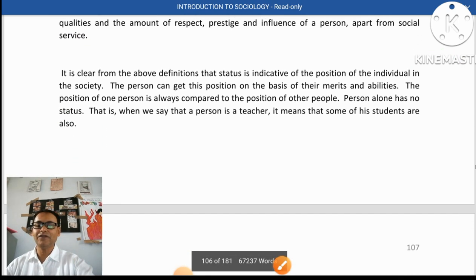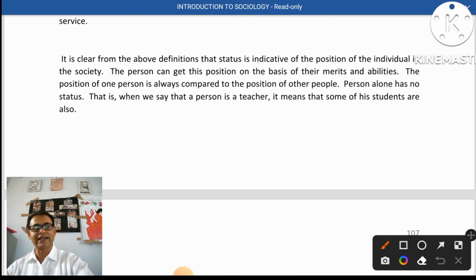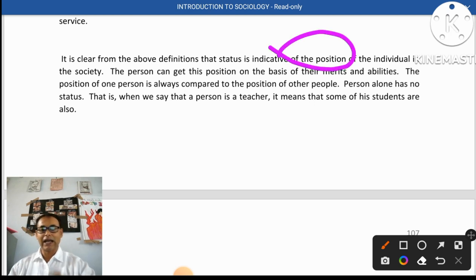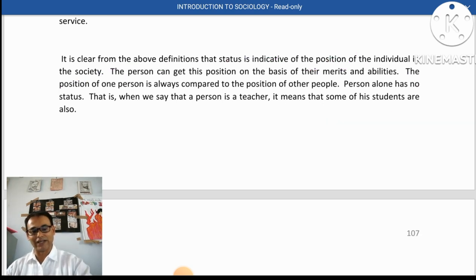So it is clear from the above definitions that status indicates the position of the individual in society. A person can get this position on the basis of their merits and ability. The position of one person is always compared to the position of other people. A person alone has no status. When we say that a person is a teacher, it means that he or she has students also. That is very important.